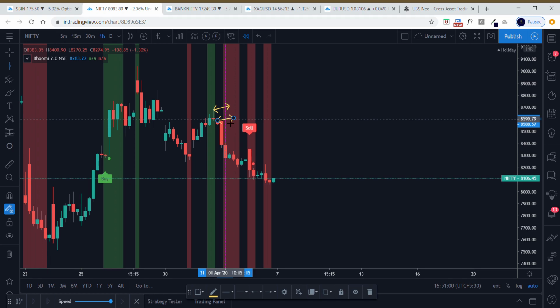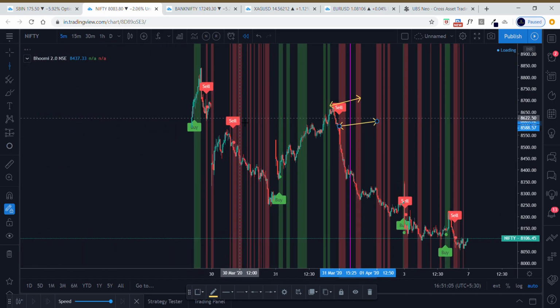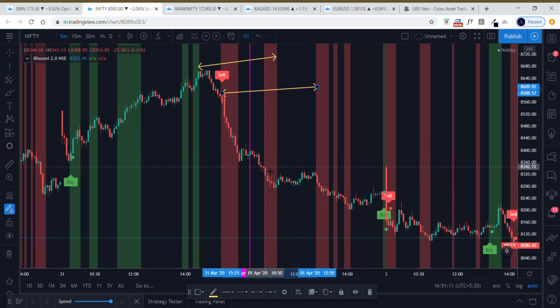Turn to 5 minutes and see where this is, and just wait for the red zone to form and enter the trade. If you're a scalper, you can do this, and you will be in massive profits in this setup.